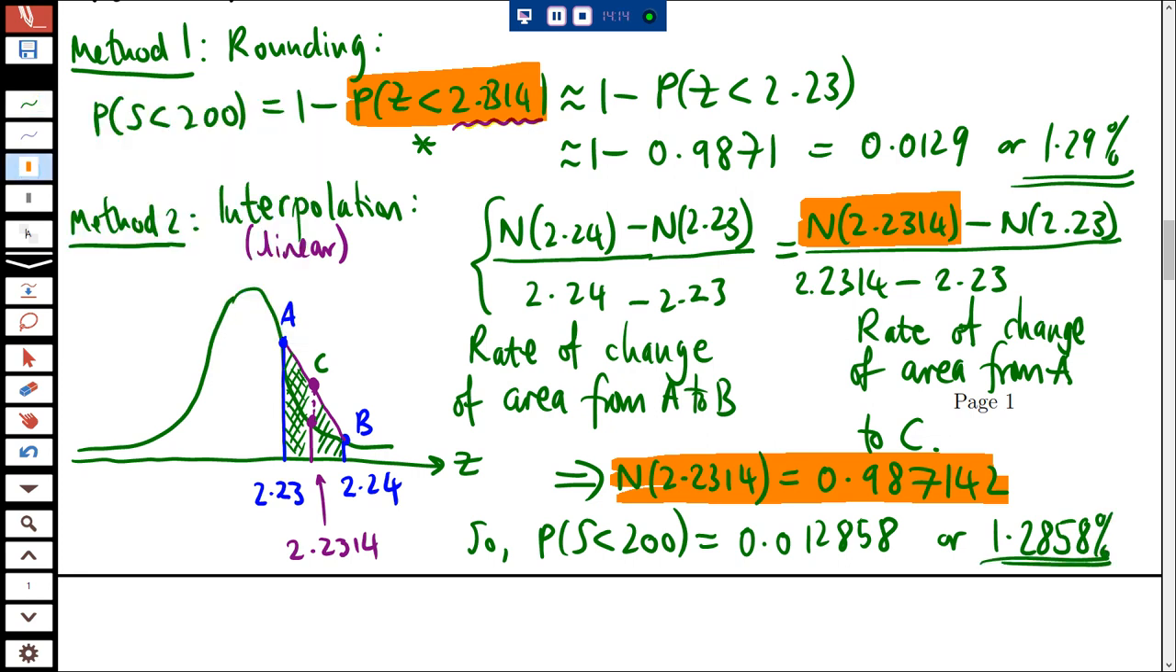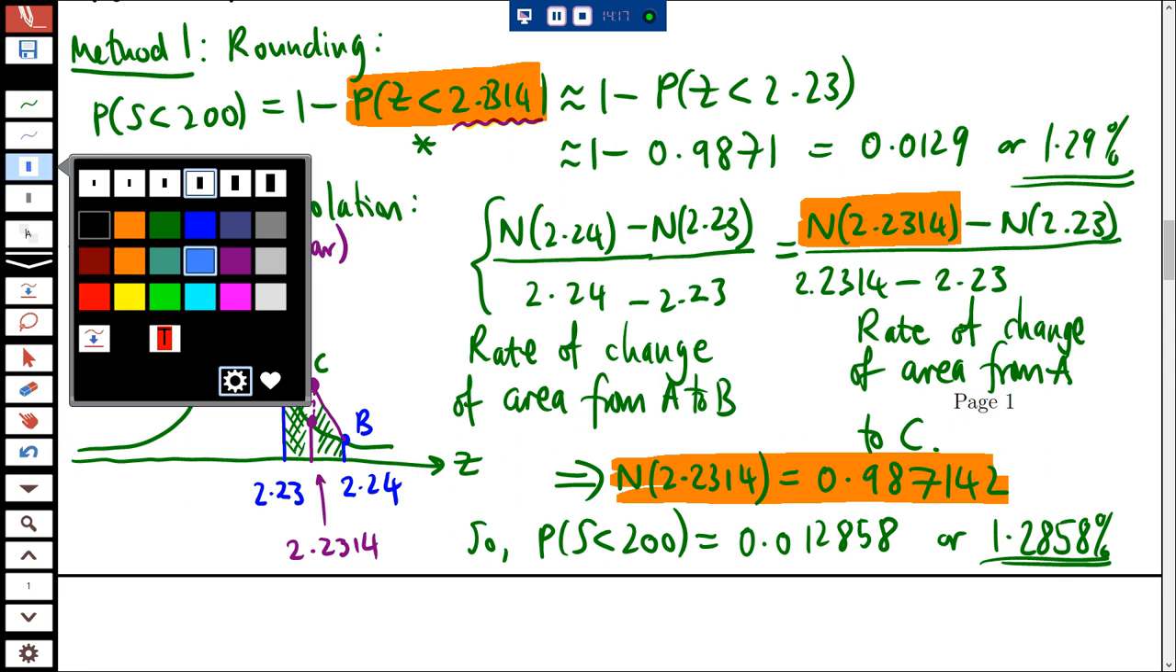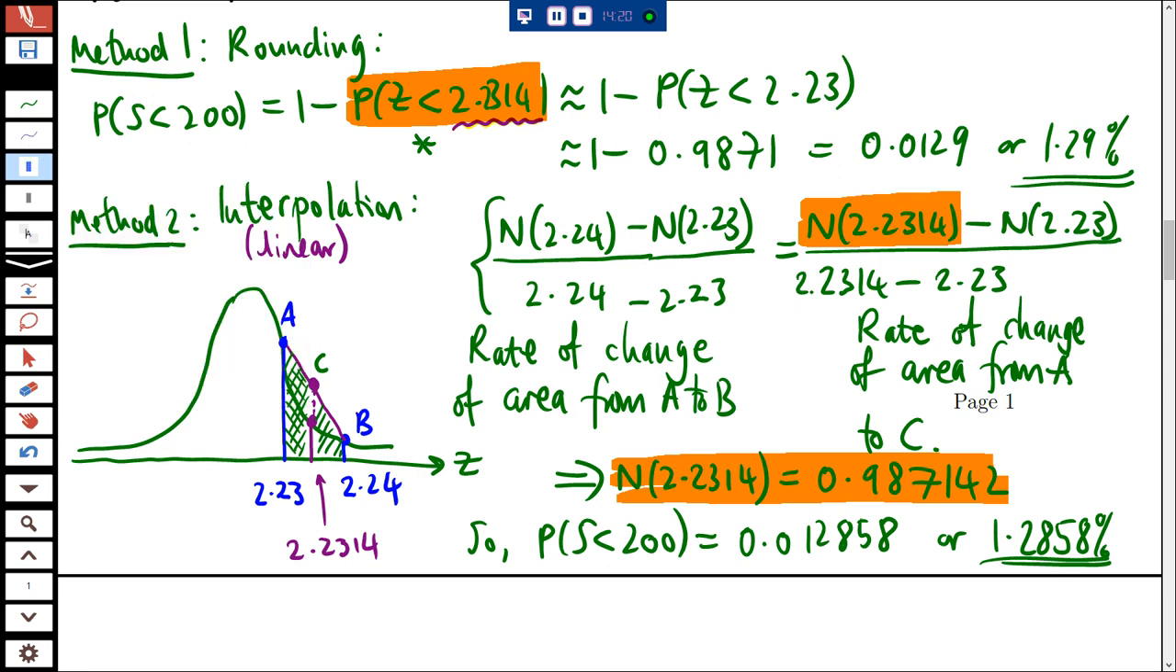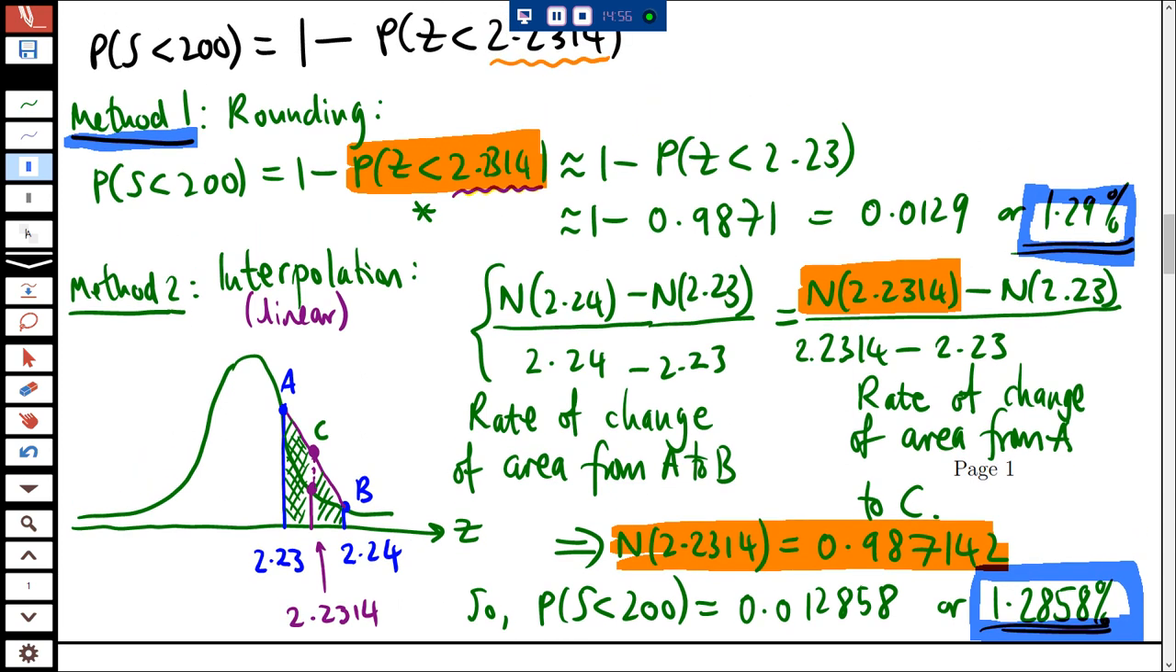Okay, so just a few concluding comments. Firstly, this makes sense because we calculated this number using rounding, and this is not too far away. Okay, so that gives us some confidence that we've done something right. And the final remark I want to stress, really, if we're looking for something quite accurate, then it makes sense to use a computer. So I always prefer to use method 1 unless the question explicitly says use interpolation. Okay, so there you go. There's my complete answer to this question.